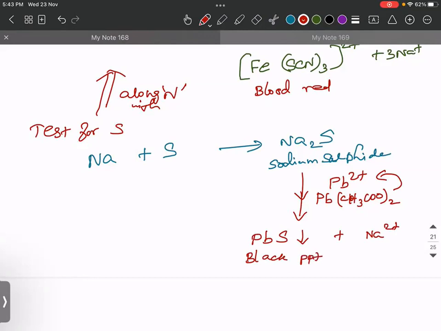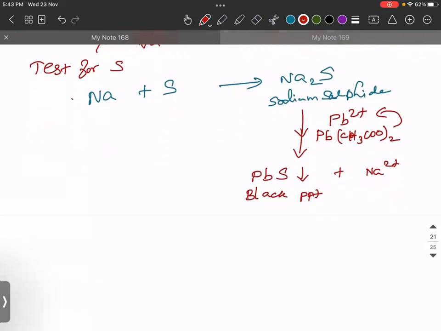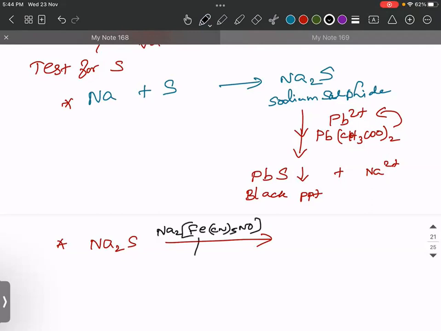So one more test is there. So how to find out? This is one test. Suppose you have sodium sulfide, and that sodium sulfide is treated with sodium nitroprusside. It's one of the complexes. So the name and formula of the complex is sodium nitroprusside. When you put it, you will end up with the new one.